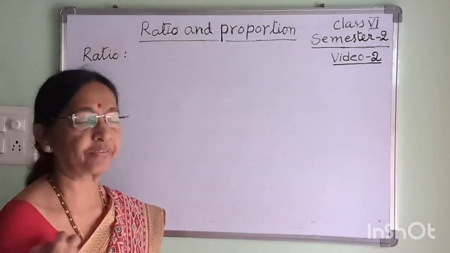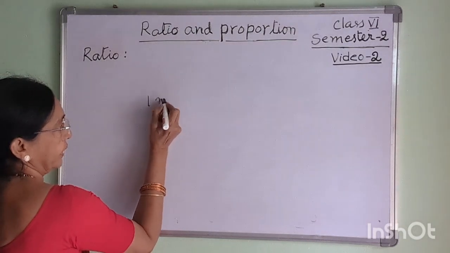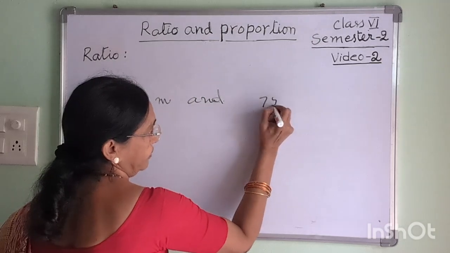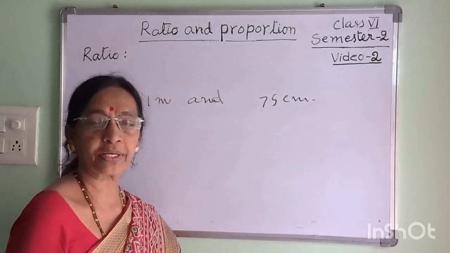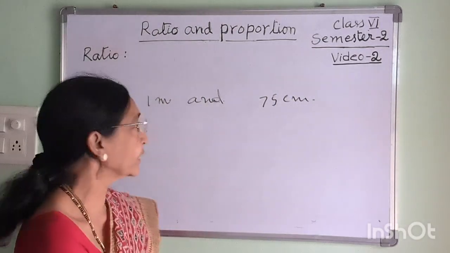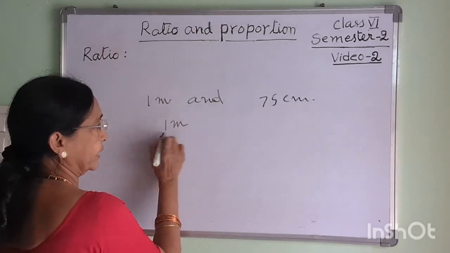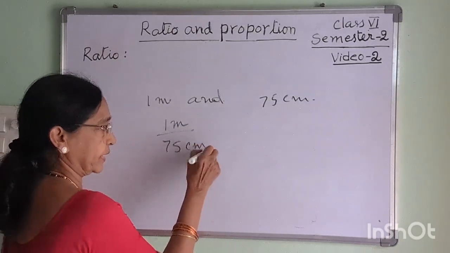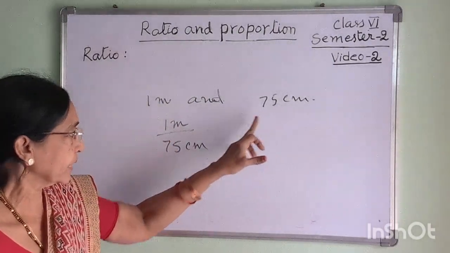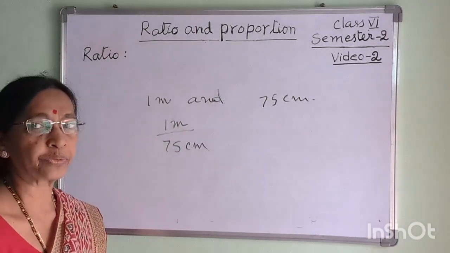Suppose the length and breadth of a table are 1 meter and 75 centimeters. What is the ratio of the length and breadth of the table? So the ratio is 1 meter by 75 centimeters. But here the length is in meters and the breadth is in centimeters. Therefore we have to convert both into the same units.